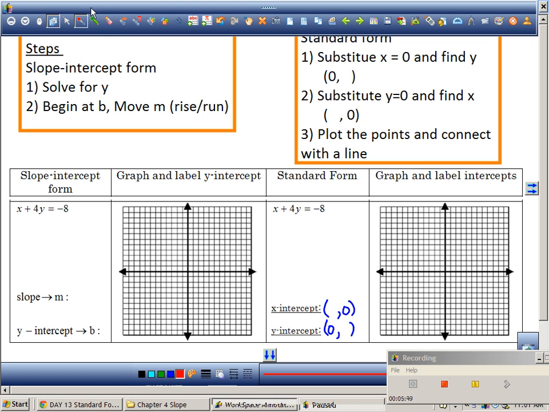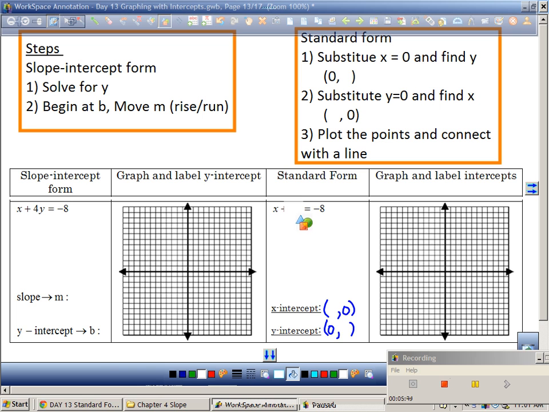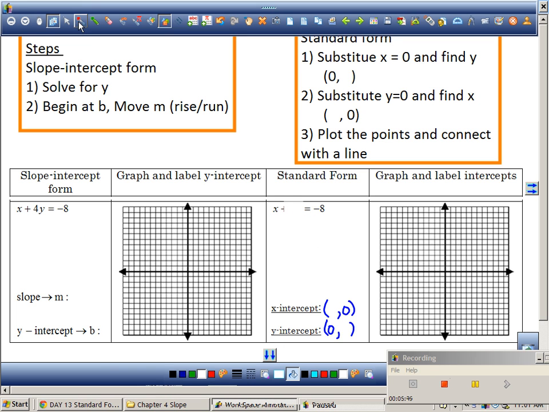Let's cover up x and see what happens. Sorry, cover up y. If I want to find x, I need to find x. So what am I going to cover up, Andrew? I'm going to cover up 4y. So what's x? x equals -8.